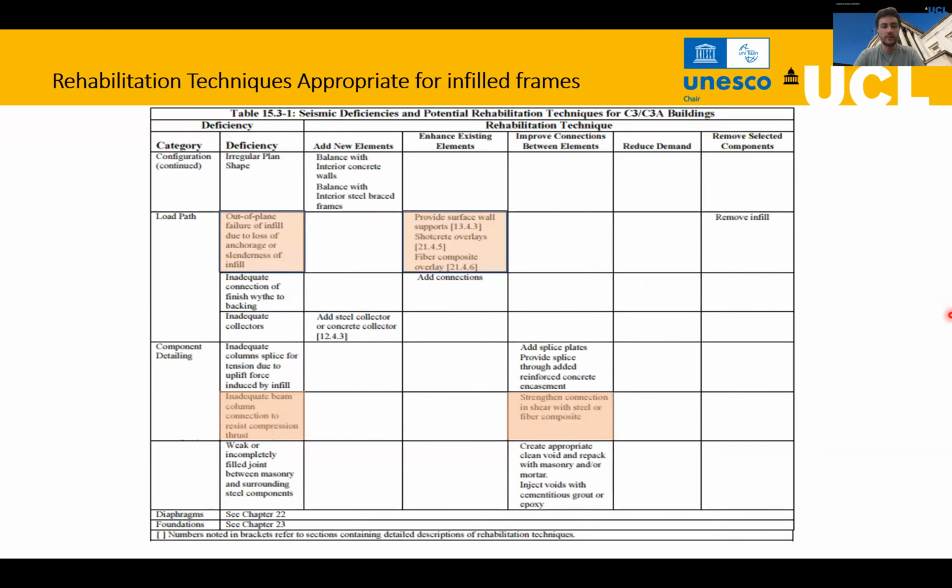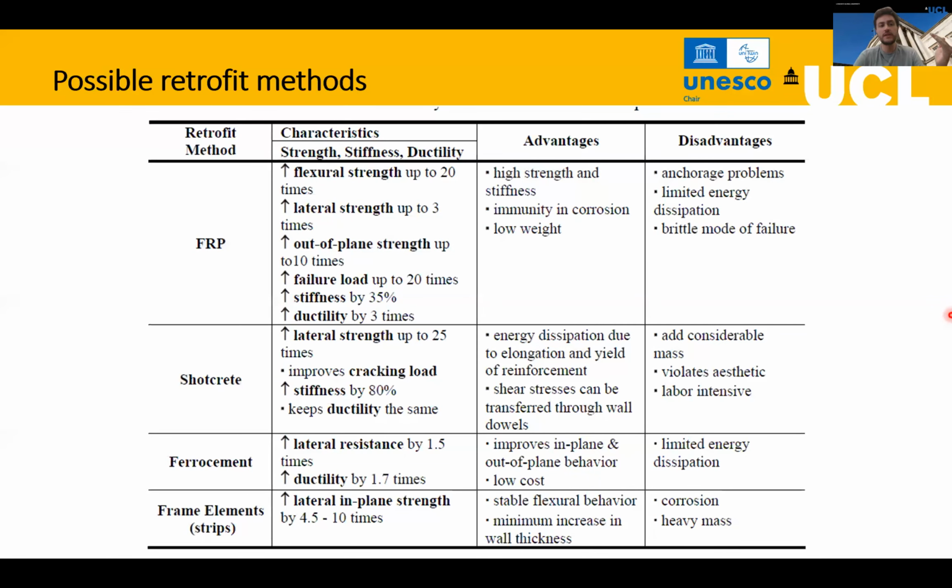Here there are other rehabilitation techniques for when the problems are load paths and component detailing, and you can see that there are different possible ways of implementing this type of retrofitting. We saw this type of mesh, but that can also be done with FRP or with shotcrete or with ferrocement or any other type of material that will stick to the walls. Each of these materials has, of course, a lot of advantages and disadvantages.